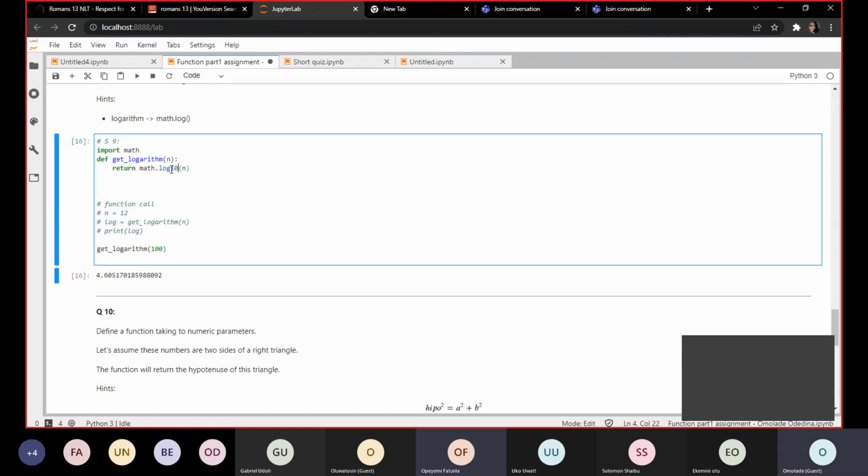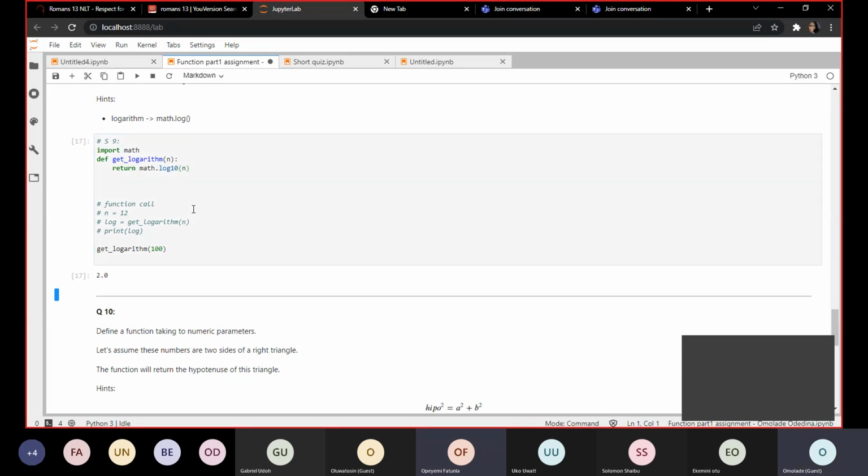Okay, so I can put just 10 here. If you run it, that's right. Yeah, makes sense. That's nice. So that means that log there is not to base 10.